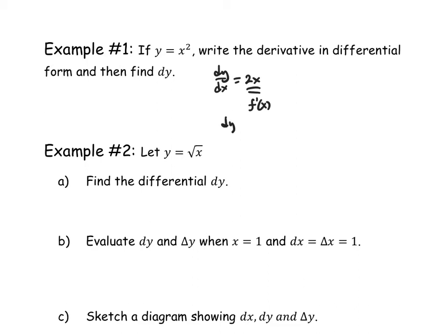Now I'm going to multiply both sides by dx, so I'd get 2x times dx. So I've got f prime of x times dx. There's dy. That's how we approximate the change in y by using the derivative.